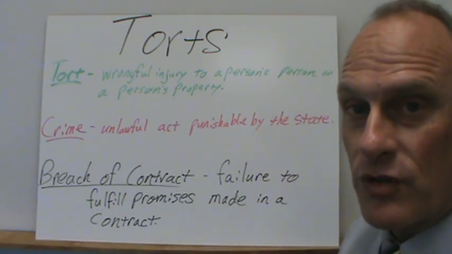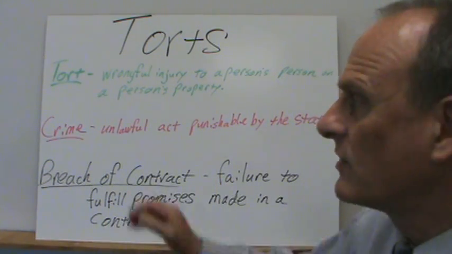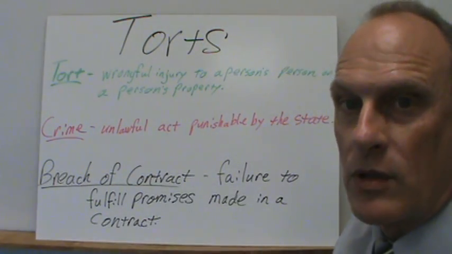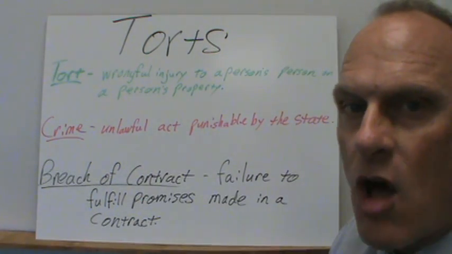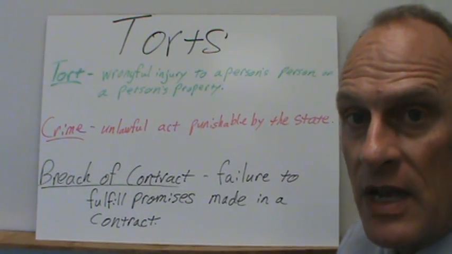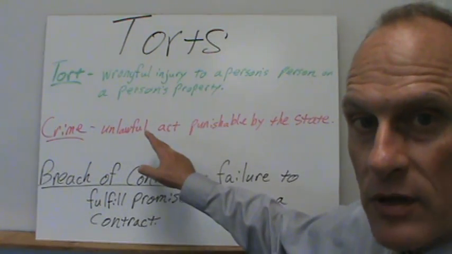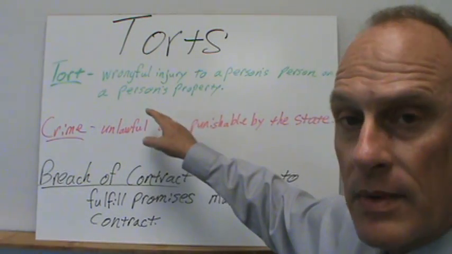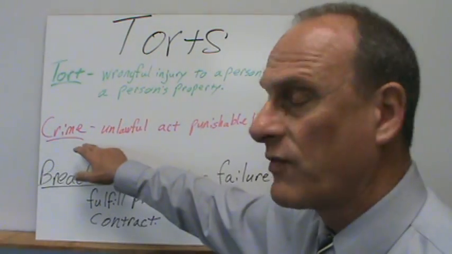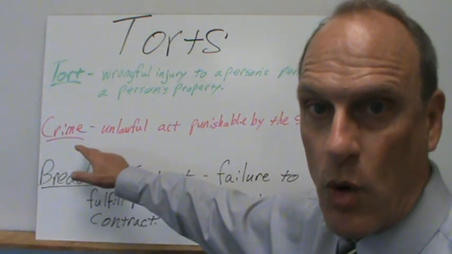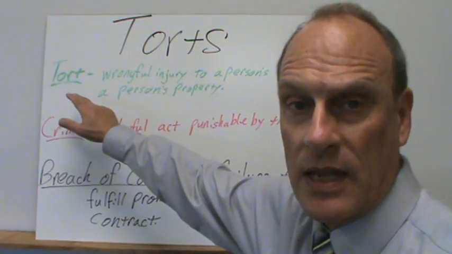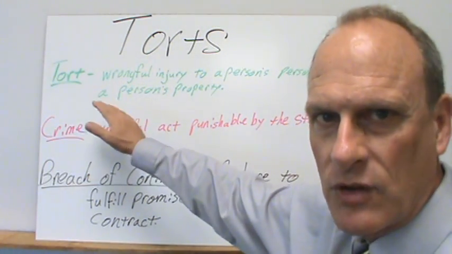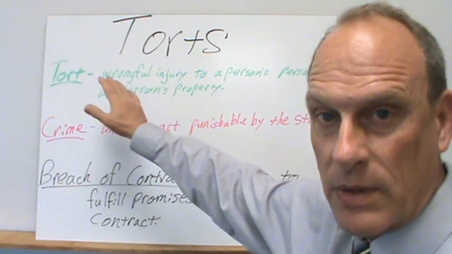Tort, wrongful injury to a person's person or a person's property. It's a civil action. A crime is going to be what we call a criminal action. Here, we're talking about an unlawful act that's punishable by the state. Now, many torts will have a counterpart of a crime, and we'll look at that in just a moment. The object of crime is to punish these wrongful acts, and the object of tort is to compensate, for the most part, sometimes punish, for the wrongful injury, but to compensate.